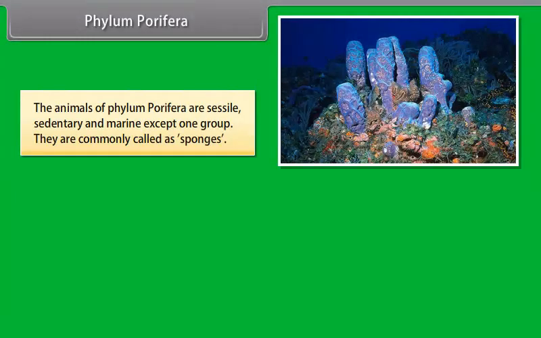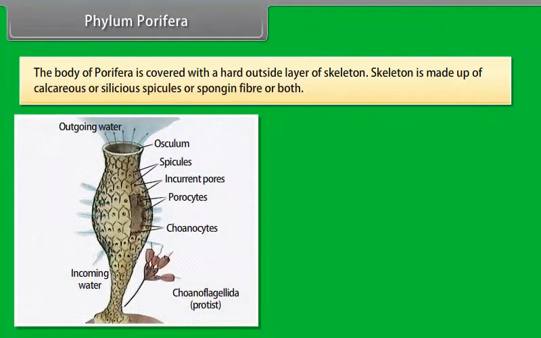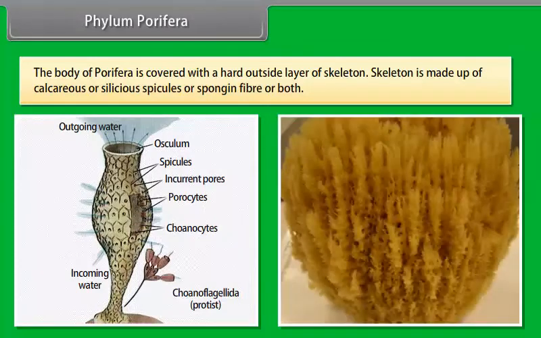The animals of Phylum Porifera are sessile, sedentary, and marine except one group. They are commonly called sponges. These are non-motile animals attached to some solid support. The body of Porifera is covered with a hard outside layer of skeleton. The skeleton is made up of calcareous or siliceous spicules or spongin fiber or both.